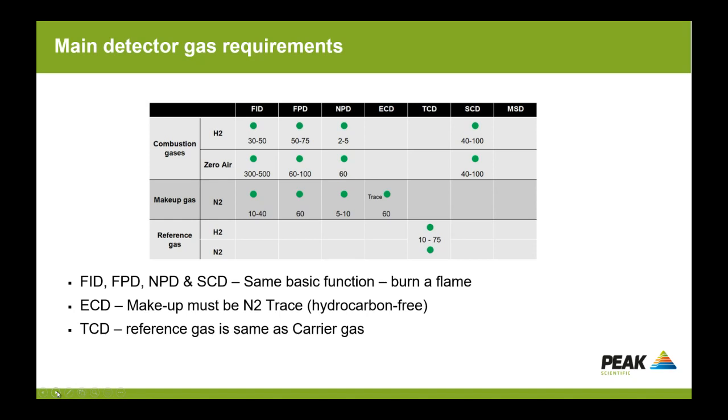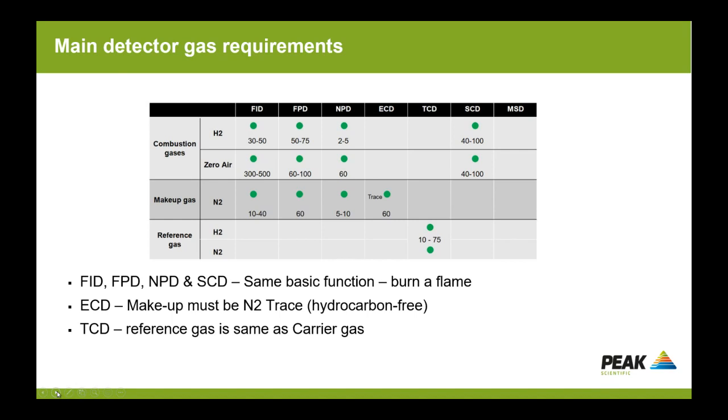And we can really split the types of detector into destructive and non-destructive types. So the destructive detector types burn a flame. So this would be the FID, FPD, NPD, and SCD detectors here. And then the non-destructive types would be the ECD and TCD. The numbers give us a typical flow range that's required for each detector type of hydrogen, zero air, or nitrogen.